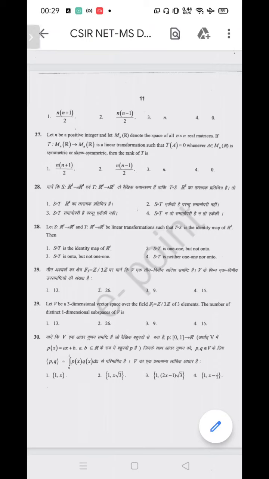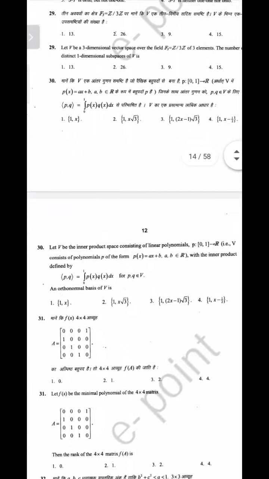What is the next one? Question number 30.